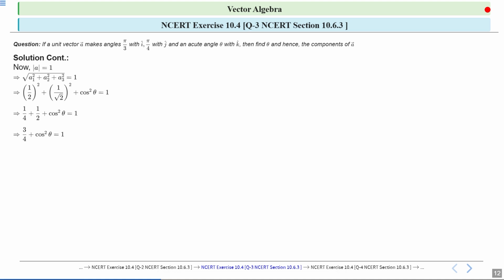3 by 4 plus cos square theta will be equal to 1. Hence, we can say that cos square theta will be equal to 1 minus 3 by 4, which is equal to 1 by 4, right? So, we can say that cos theta will be equal to 1 by 2, and theta will be equal to pi by 3, right? Got it?